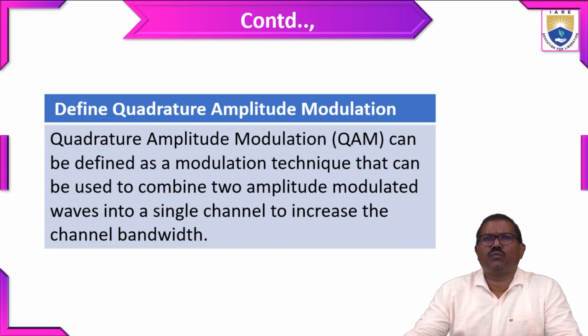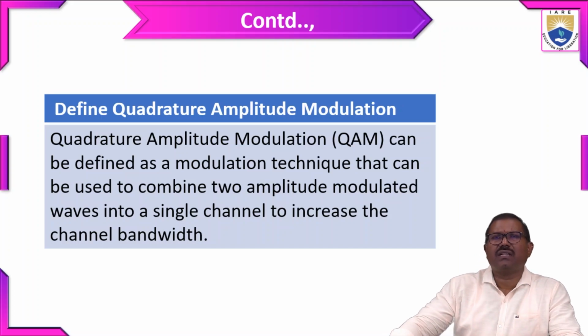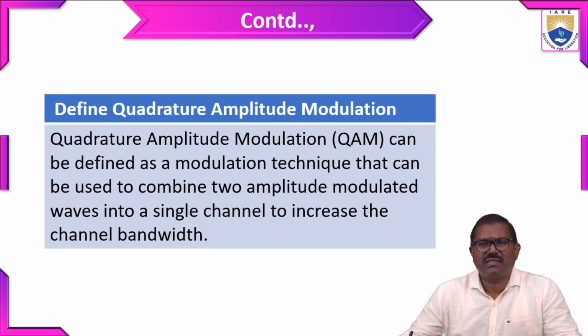Define quadrature amplitude modulation. Quadrature amplitude modulation can be defined as a modulation technique that can be used to combine two amplitude modulated waves into a single channel to increase the channel bandwidth.